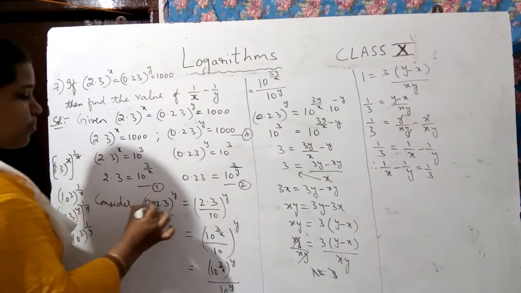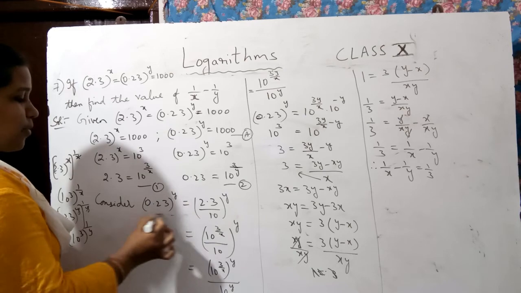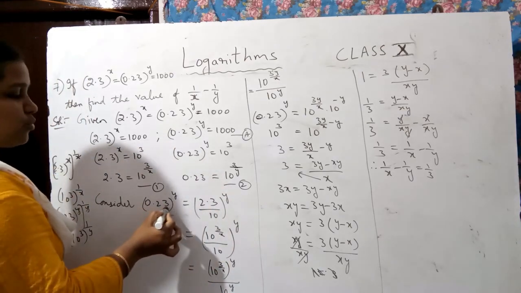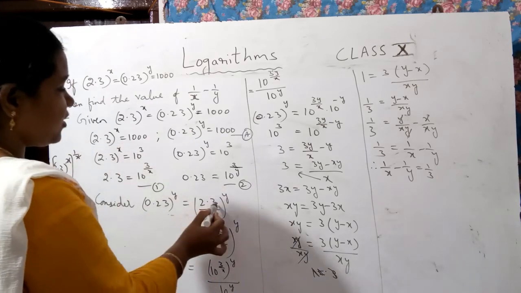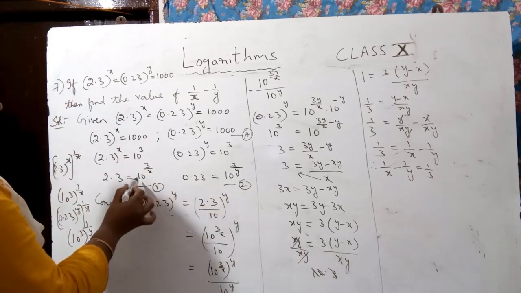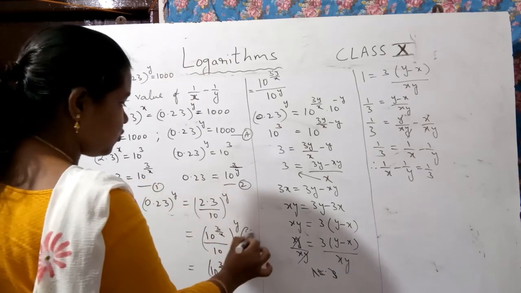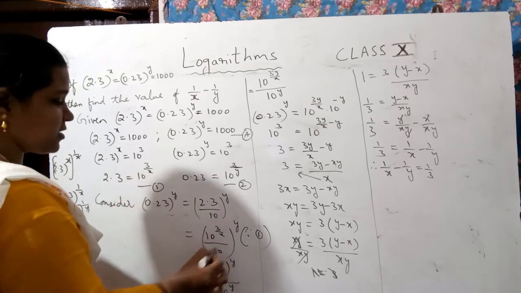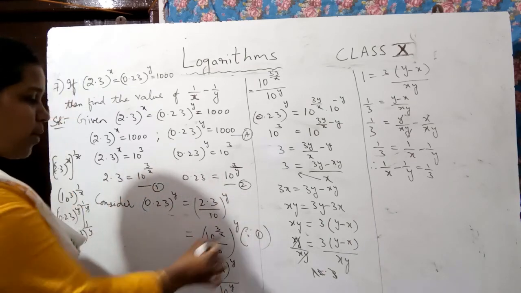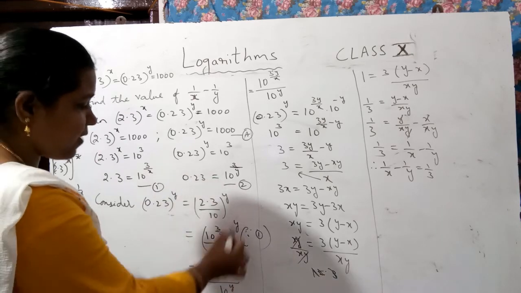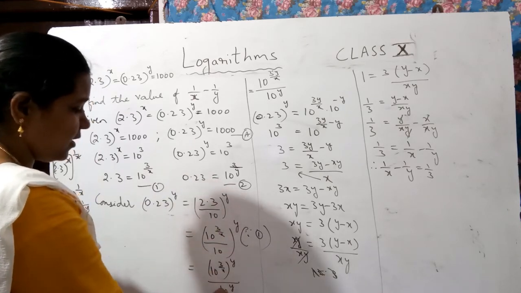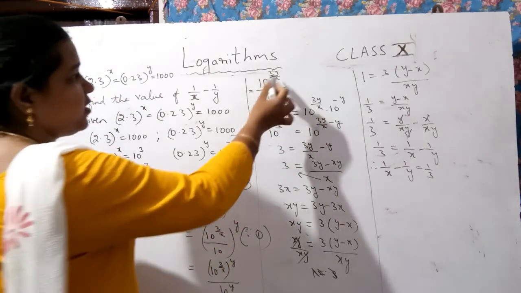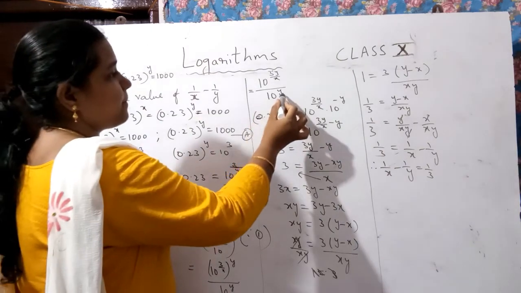Now I am considering 0.23 whole power y. 0.23 I can write as 2.3 by 10. If I remove this 10, again I will get back 0.23. Then 2.3 I can write as 10 power 3 by x, since from equation 1. From 1, in place of 2.3 I am writing 10 power 3 by x, by 10, as it is, by power y. Now I am applying the power separately to both numerator and denominator. So 10 power 3 by x into y is 3y by x. I wrote it here. Then by 10 power y.